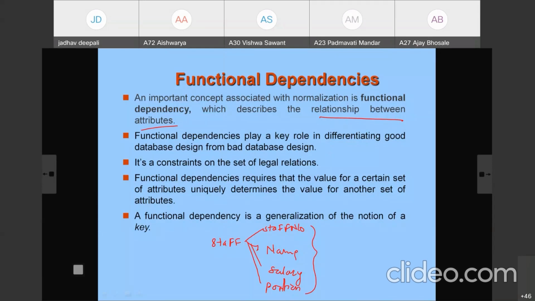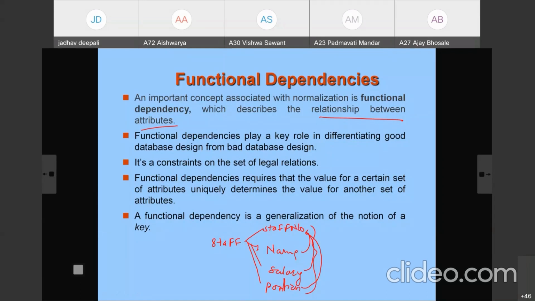Staff number, this is the name of this staff number. This is the salary of this staff number. This is the position of this staff number. All together, for this name, this salary, for this name, this position. There is a relation between each and every attribute that is described by the functional dependency.